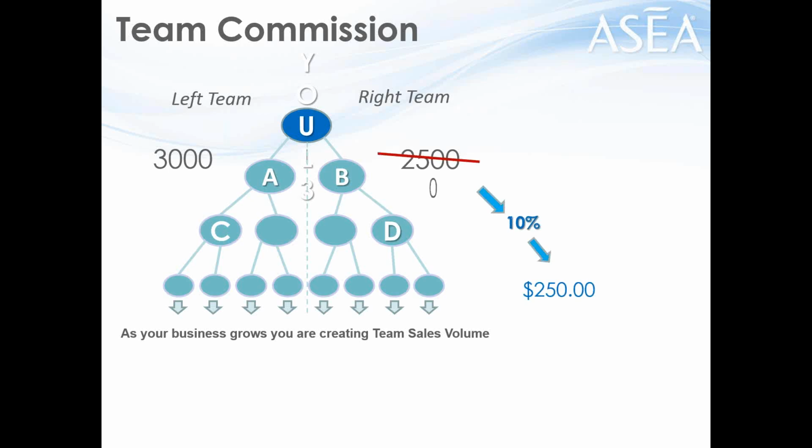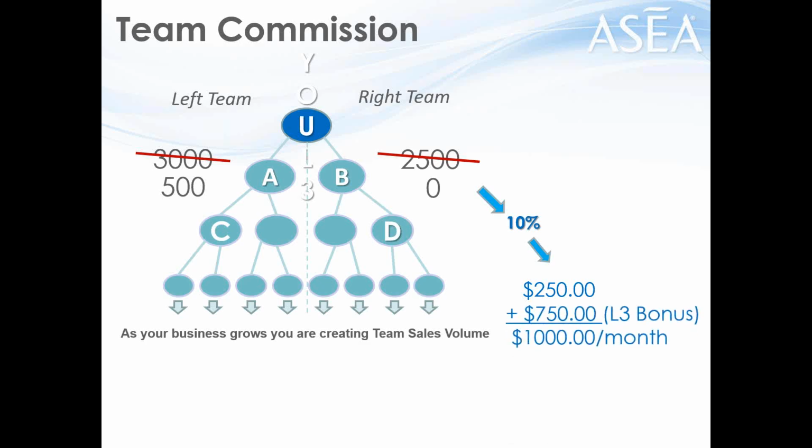So if you added the well, let me clarify what goes on here. Next week you will start the right team here with 0, and the left team will start with 500. Okay, because there was a $500 difference between 3,000 and 2,500. So it's going to incentivize you to work with that right team next week and try to catch the left team. And you just want to go back and forth, okay, helping whatever side's weaker for that week, okay, to keep this as balanced as possible. Because that's going to yield you the most amount of commissions as possible. Now, if you added the 250 to the 750 L3 bonus, this is where we get that $1,000 a month figure minimum, right?